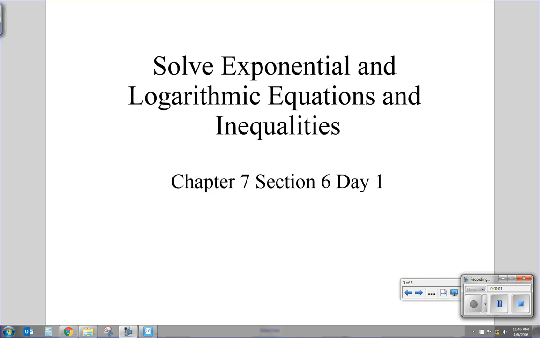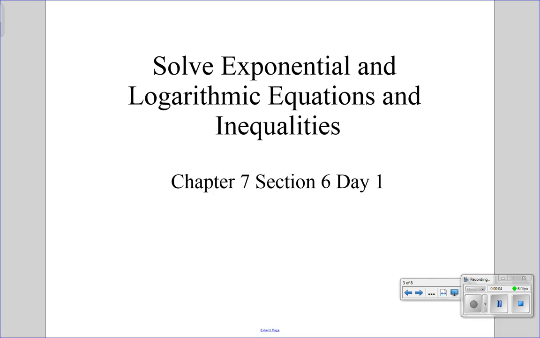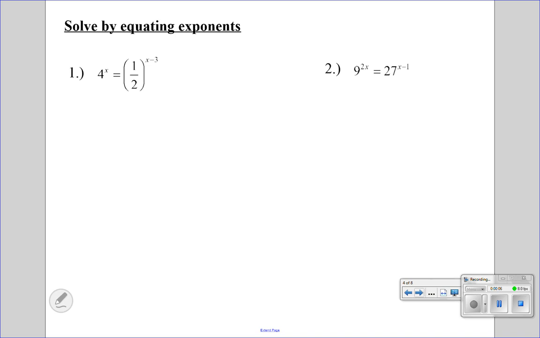Today we're going to solve exponential equations and inequalities. So there's two ways to solve exponential inequalities. The first is by equating the exponents. But before we can set the exponents equal to each other, we need to have the same base.